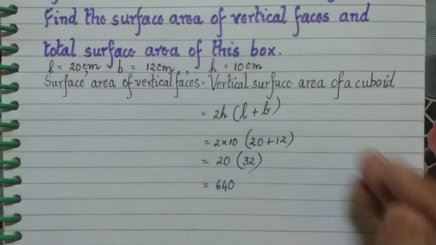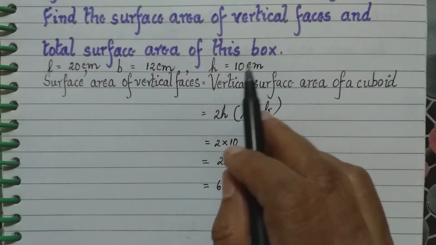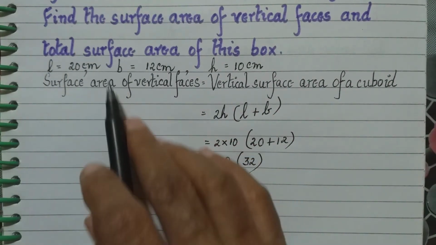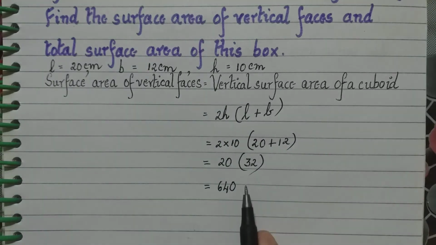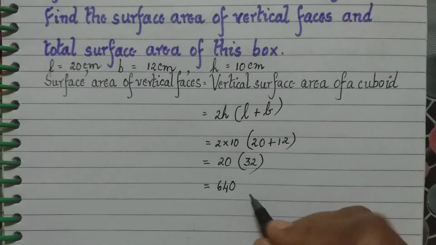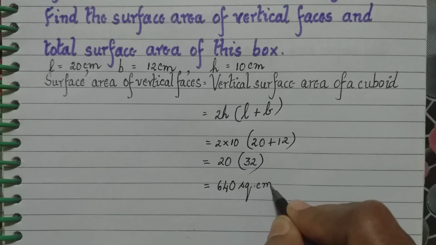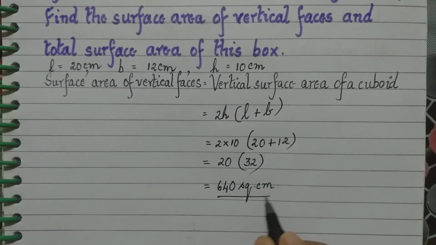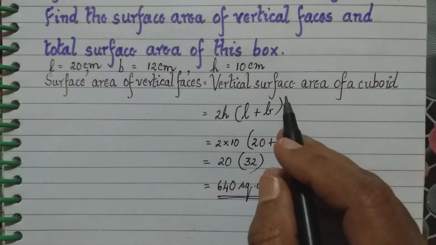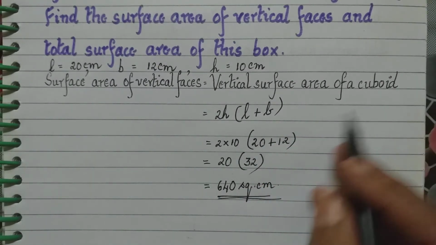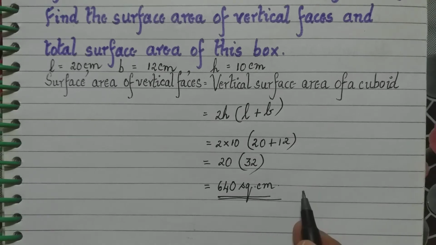640. What are the units they were talking about here? You see centimeter they were talking about. And we are finding the area. Therefore area is always in square centimeter. So area is given as 640 square centimeters. So the vertical surface area of the cuboid is 640 square centimeter.